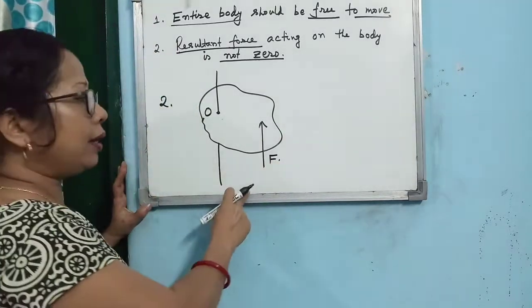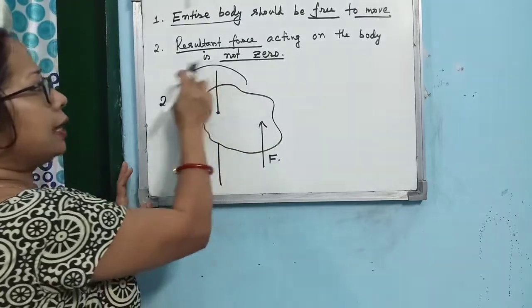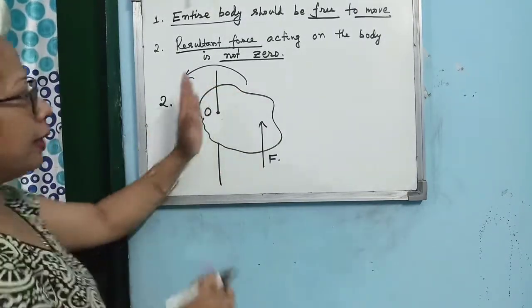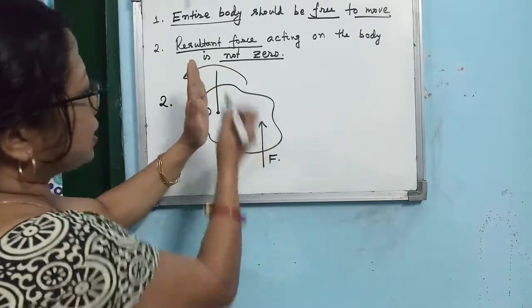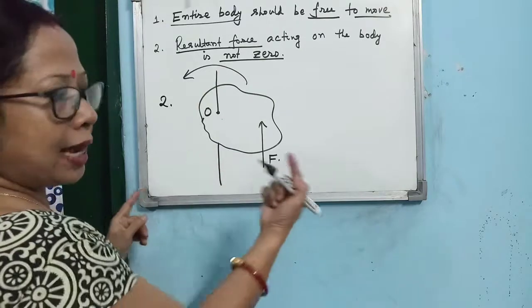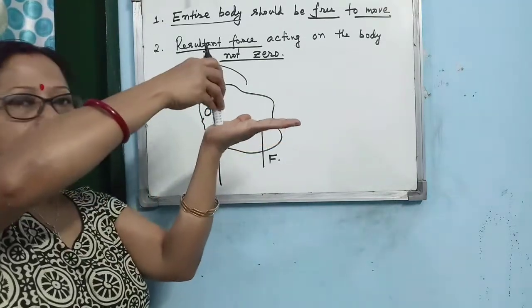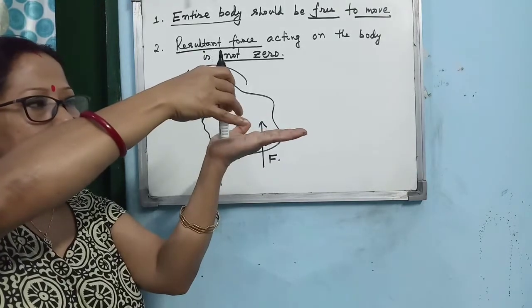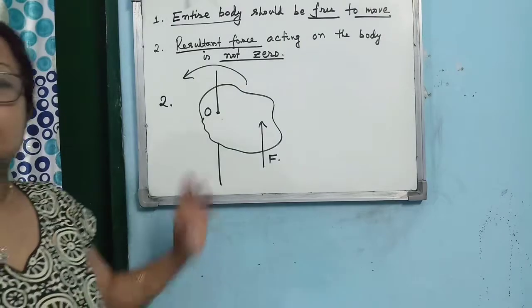Whenever you have this kind of body and you apply a force on it, what will happen? What will the force do? The force will produce a rotational motion. This arrow indicates that the body will rotate about this axis. Is that clear? The body will rotate about this axis. Consider my hand, and this is the axis. If you apply the force like this, then the body will rotate like this. Okay. So this is called rotational motion.